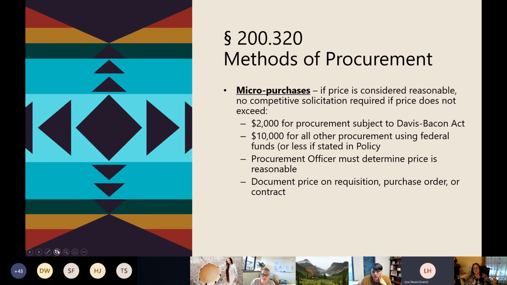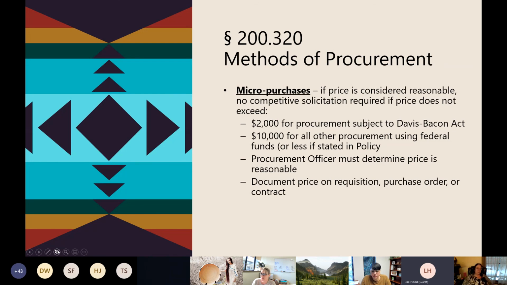A micro purchase, if the price is considered reasonable, requires no competitive solicitation. If that price does not exceed $2,000 for a procurement where Davis-Bacon would enter, a labor contract, basically. $10,000 for all other procurement using federal funds, or less if stated within your policy. Now, remember, go back.